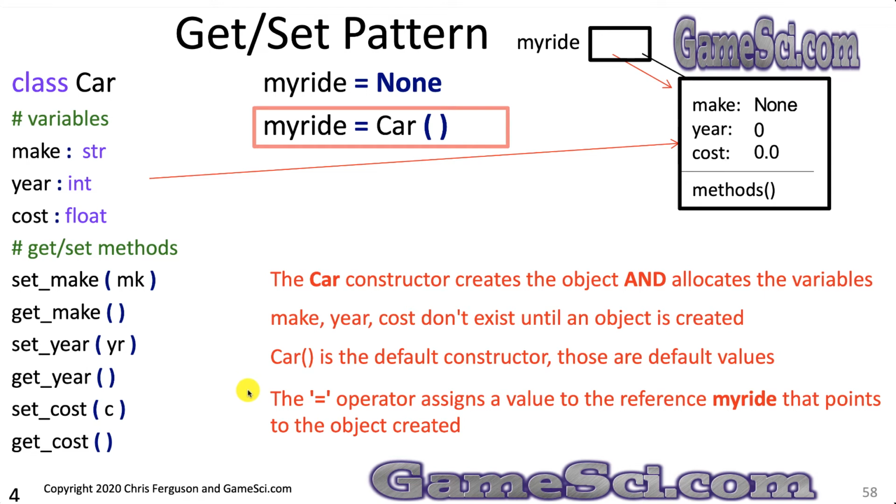The equal or assignment operator assigns a value to the reference myRide that points to the object created. myRide is a reference to the car object. It points to or refers to it. And that's really what we're assigning after building the car object to the myRide variable.